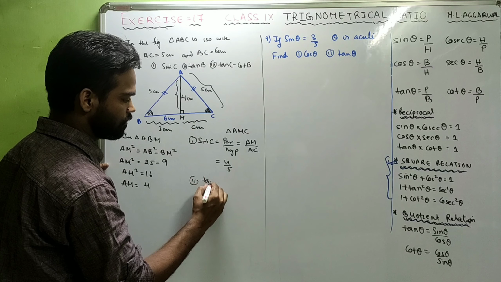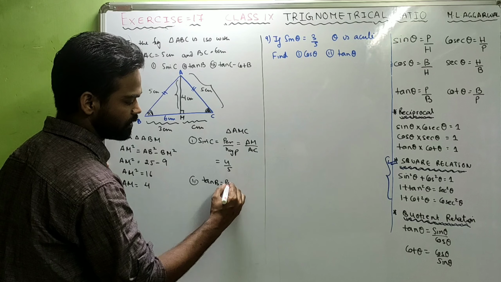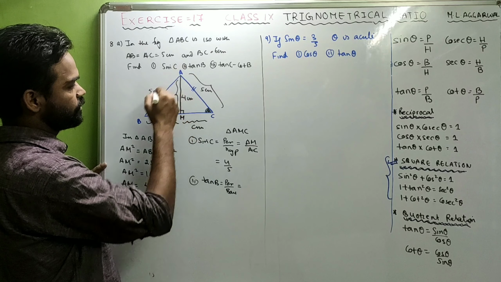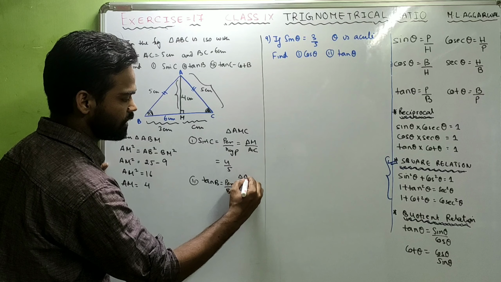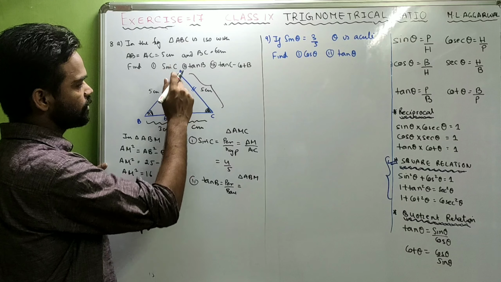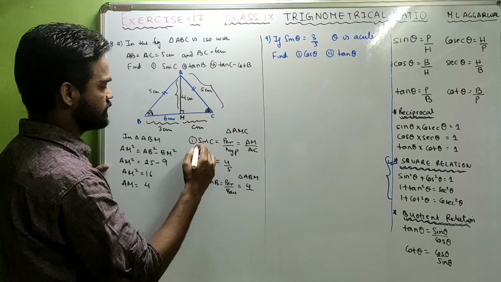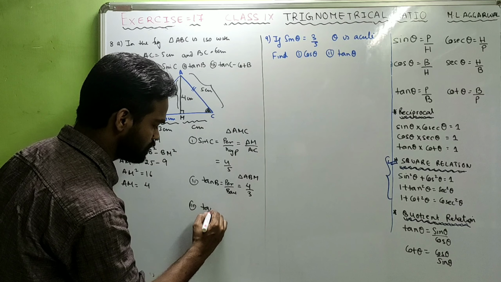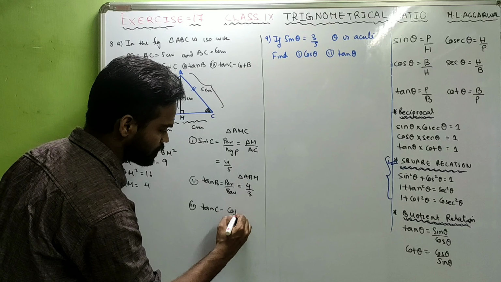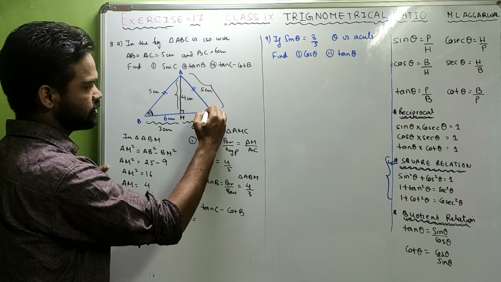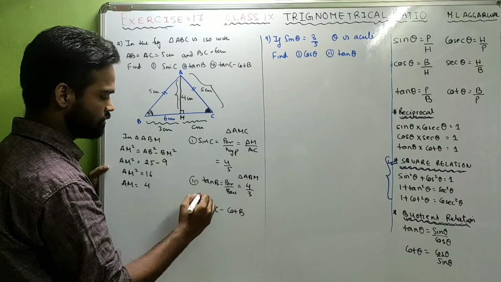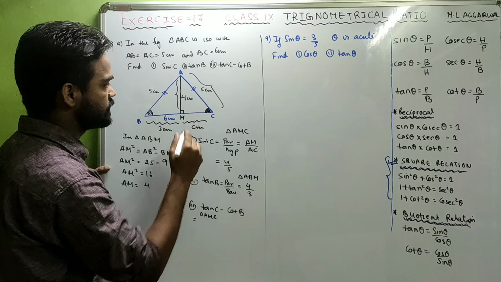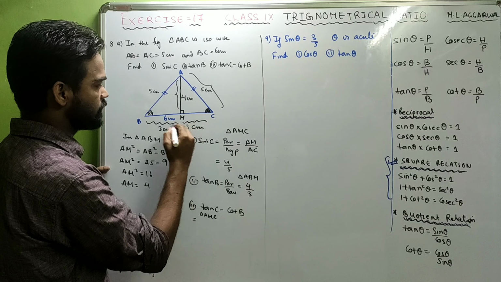Then tan B, look over here, tan B, tan is permanently black, that's perpendicular by base. If you look in this triangle ABM, perpendicular is 4 and base is 3, done. Number 3, tan C minus cot B. Now tan C, when this is your triangle AMC, look carefully, tan C, perpendicular by base, that's 4 by 3. Am I correct or not?